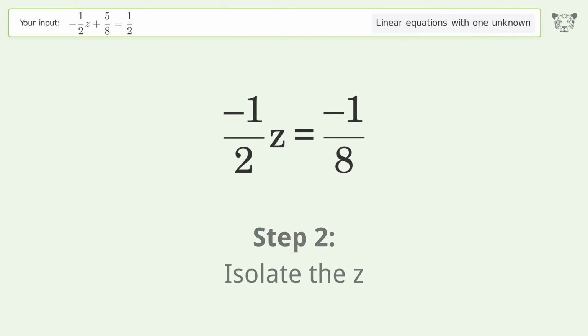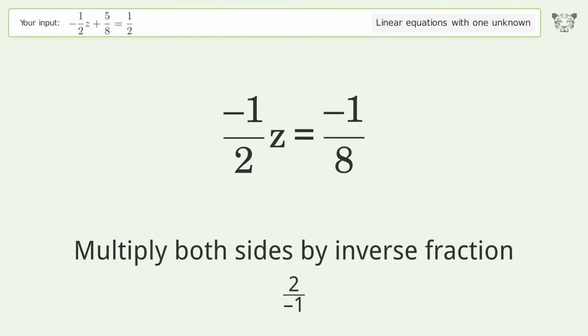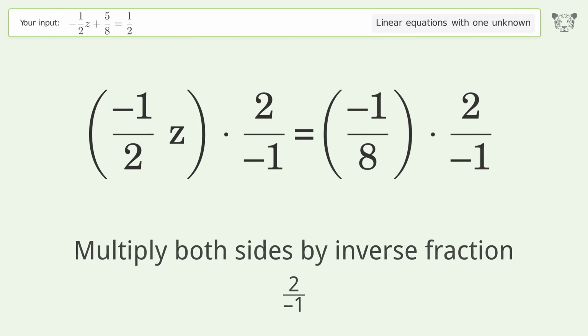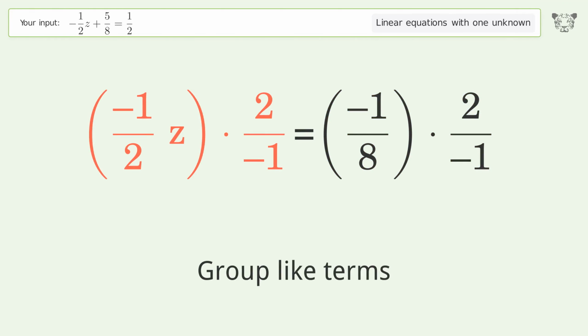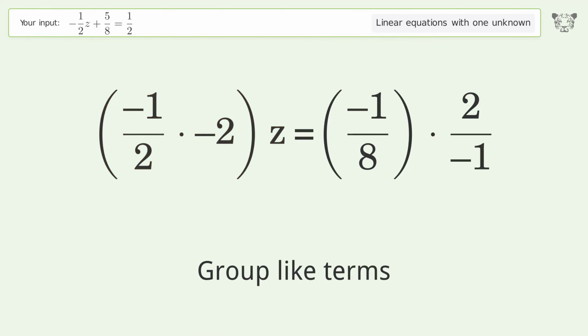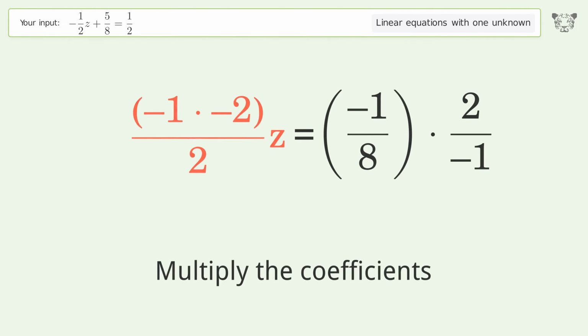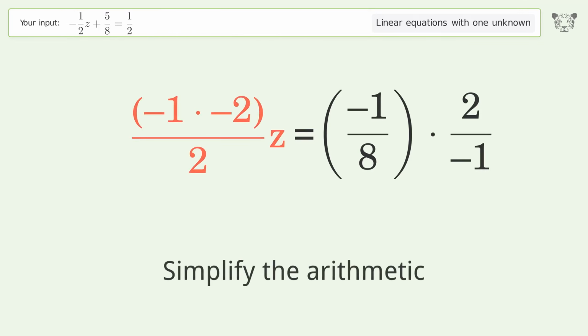Isolate the z. Multiply both sides by inverse fraction 2 over -1. Group like terms. Multiply the coefficients. Simplify the arithmetic.